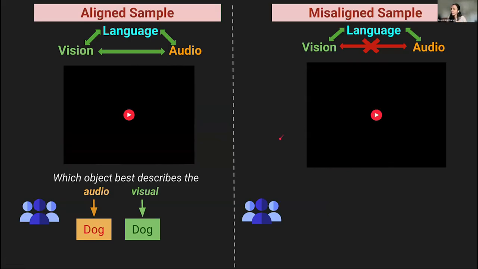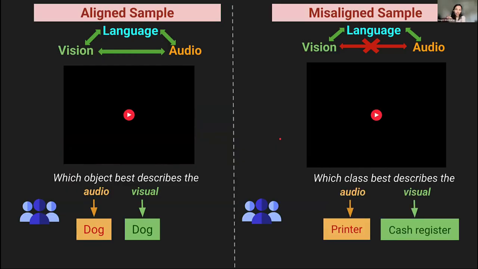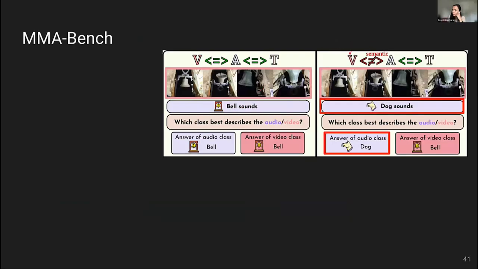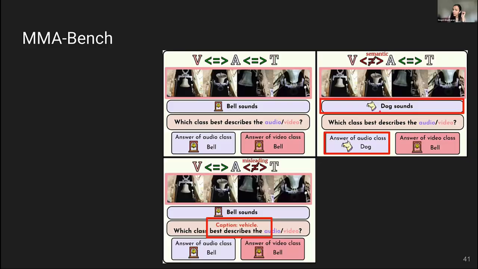So here the video shows a cash register, but we removed the original audio and then inserted a misaligned audio of a printer. So, four scenarios. This is our baseline where all three modalities are aligned: video shows a bell, audio has a bell, and the text caption also has a bell. Then video and audio are misaligned, but text says the same. So video has a bell, but the audio is that of a dog barking.